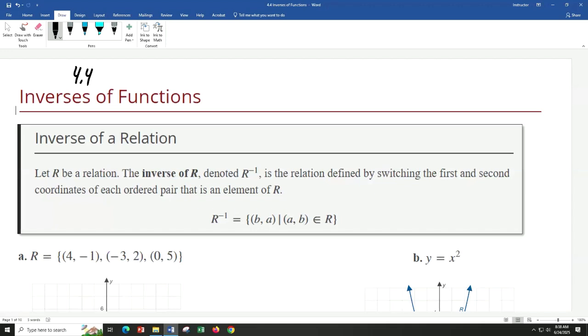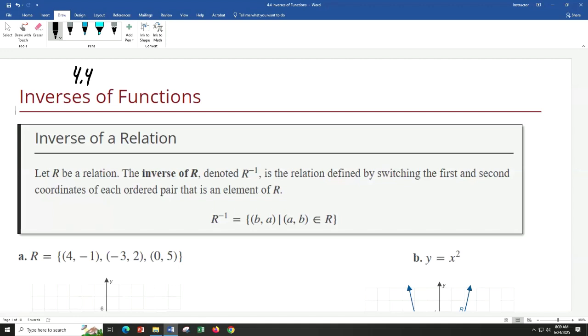The definition, inverse relation, is what you see here. The inverse of a relation, they're just saying relation because you can do it with just coordinate points, not just functions, okay? The inverse of R, denoted R to the power of -1, is a relation defined by switching the first and second coordinates of each ordered pair that is an element. Okay?